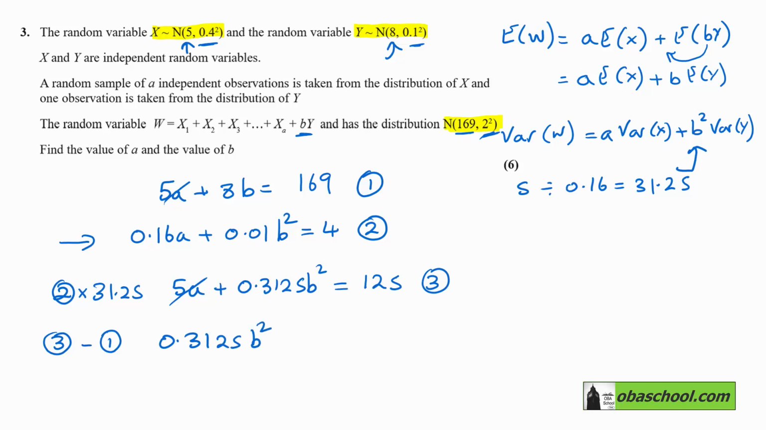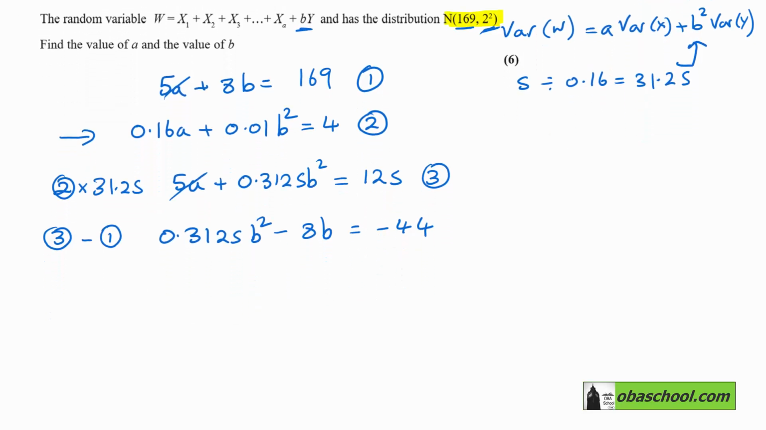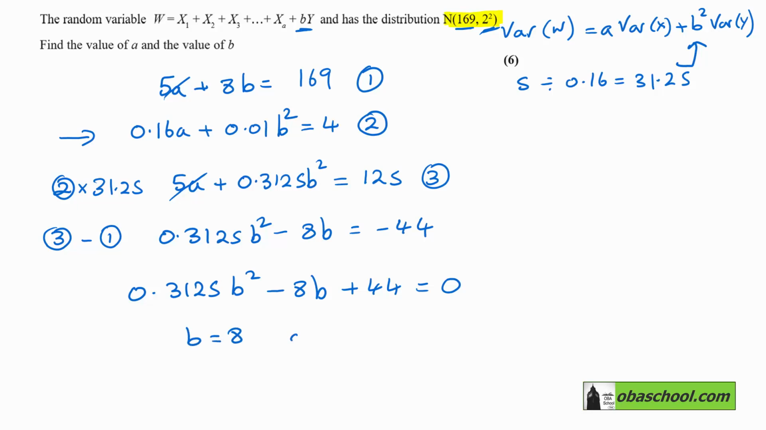We'll get 0.3125 B squared take away 8B is equal to negative 44, which gives me the quadratic equation 0.3125 B squared minus 8B plus 44 is equal to 0. Now you can solve this using the formula or perhaps using a feature on your calculator, and you'll get that B is equal to 8 or B is equal to 17.6.